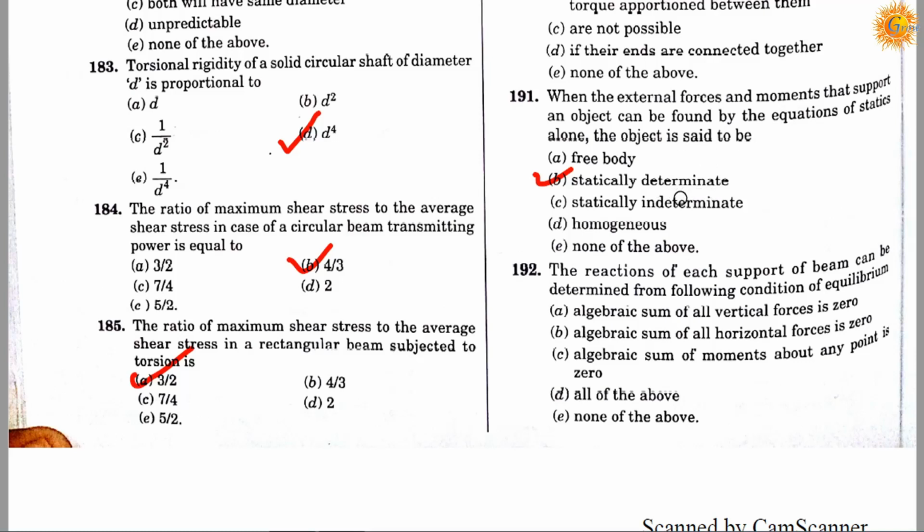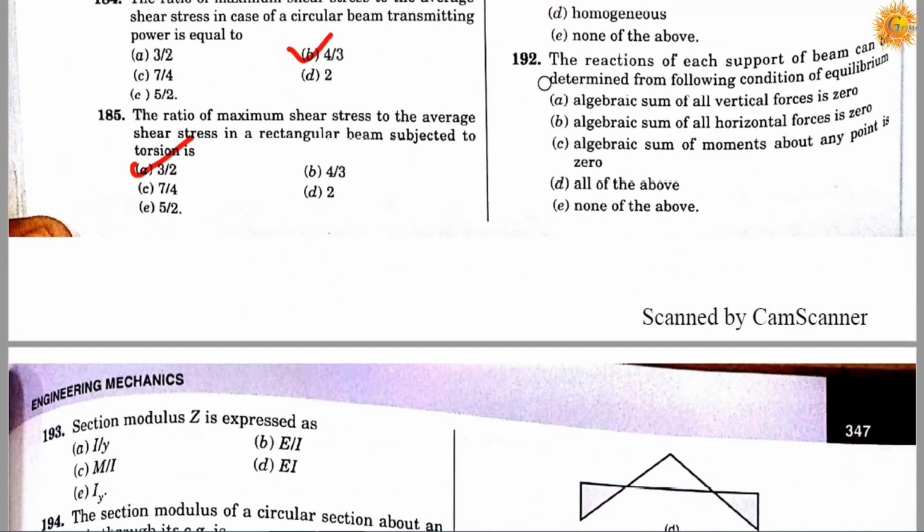Question number 192. The reactions of each support of a beam can be determined from following conditions of equilibrium. Option A, algebraic sum of all vertical forces is 0. Option B, algebraic sum of all horizontal forces is 0. Option C, algebraic sum of moments about any point is 0. Option D, all of the above, and option E is none of the above. Correct answer is D, it's all of the above.